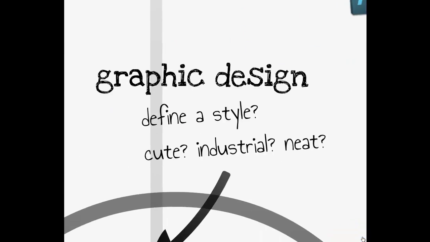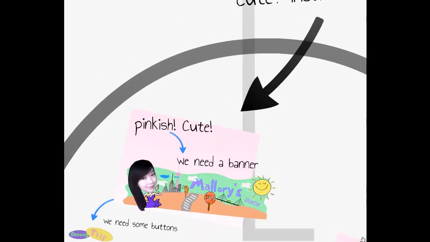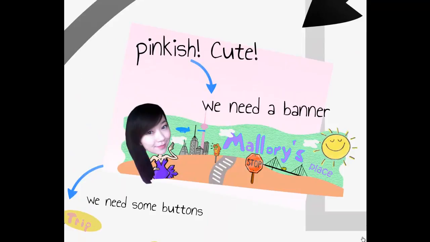The first thing is to define a style for the website. Should it be cute, industrial, or neat? I decided to pick pinkish and cute style because my client Mallory Chen is very girlish.